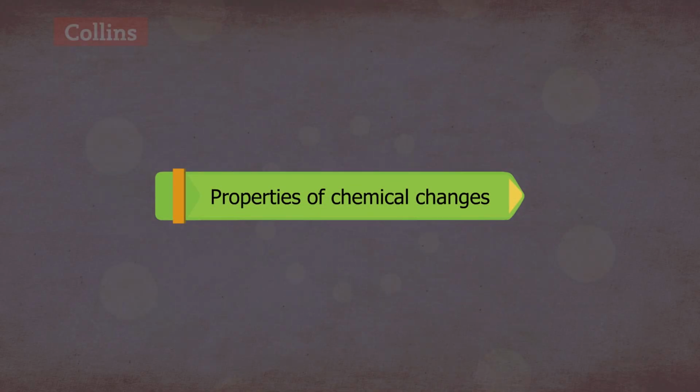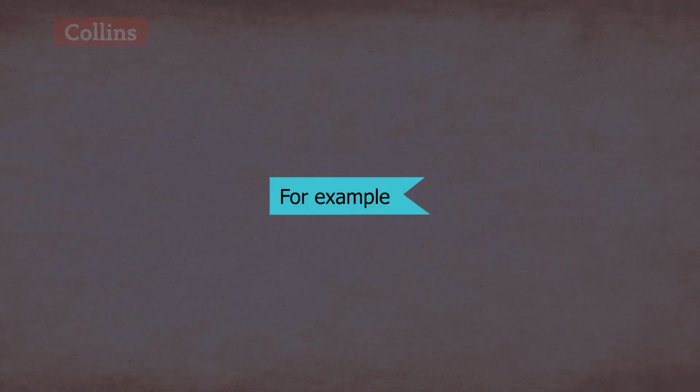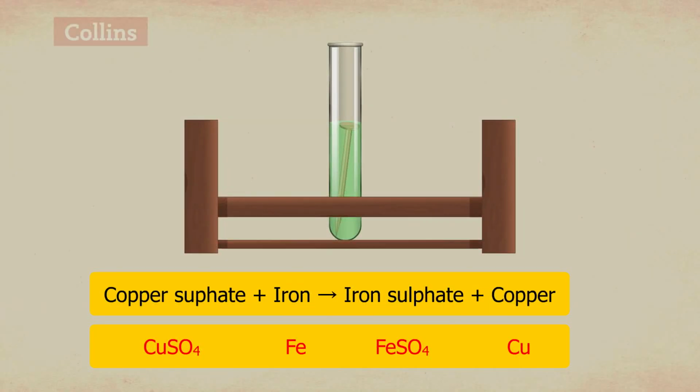Properties of chemical changes are: a change in color may indicate that a product has formed that is different from the reactants. For example, when an iron nail is immersed in a blue solution of copper sulfate, the solution turns green. This is because of a reaction between iron and copper sulfate to form iron sulfate that is green in color.